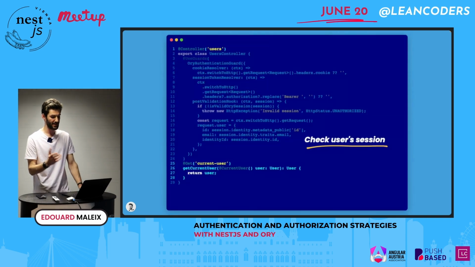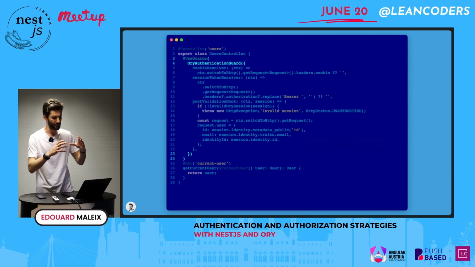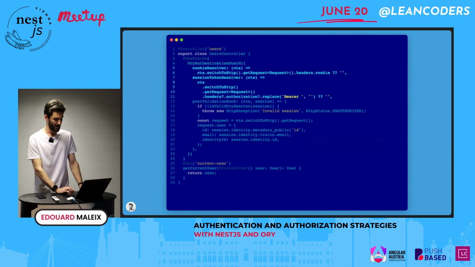Let's say that we have this users get current user endpoint, where we just return the currently authenticated user. So we will have an Ory authentication guard. This is a guard that I created in an open source library, which wraps the API from Ory, so that makes it very straightforward to integrate into NestJS. We have a cookie resolver and a session token resolver, so that you can say, okay, pick the authentication value from that part of the request.